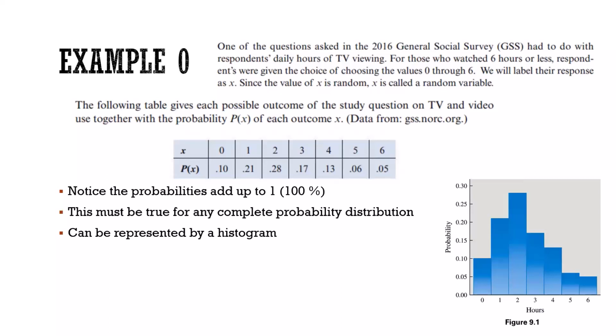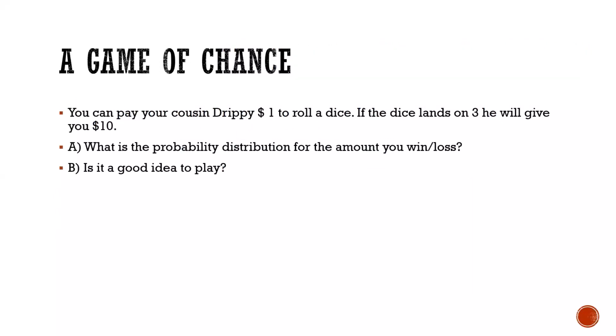So let's now think of a game of chance. You have your cousin Drippy. I don't know how he got his name, but that's his name. And he's offering you to play this game. You give Drippy $1, and for this $1, he will give you a die to roll. If you roll a 3, he will then give you $10.